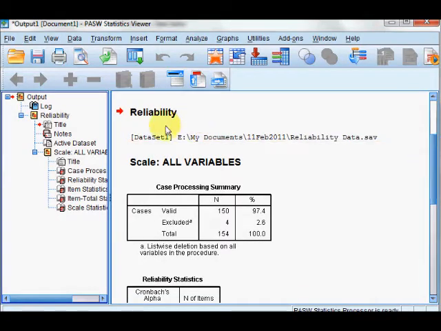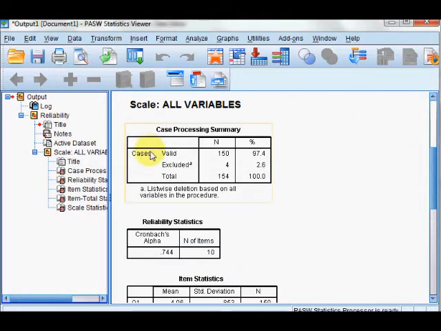This is the output that we get, called reliability. Tells us how many cases we have. We have 150. 4 have been excluded because in this data set, of the 154 people, some have missing data, so they've been excluded from the analysis.